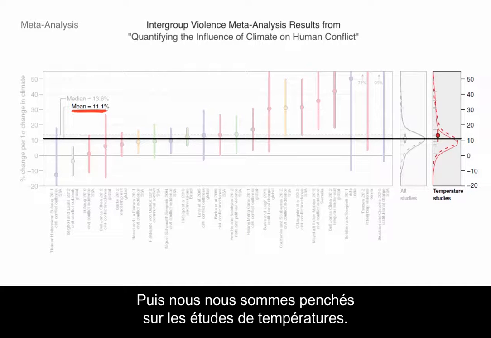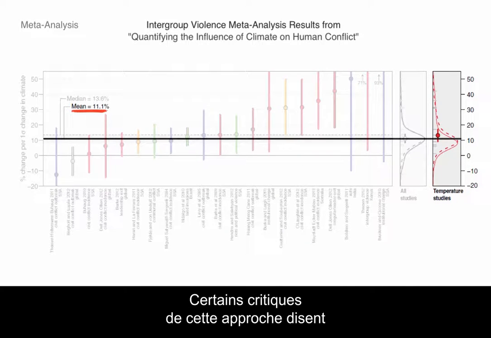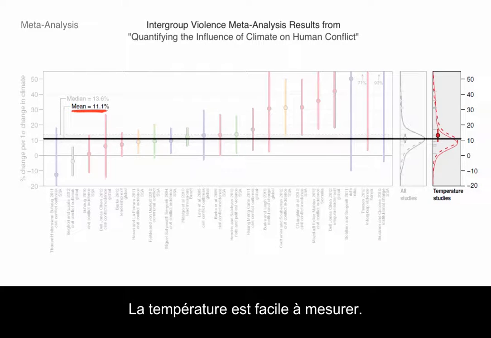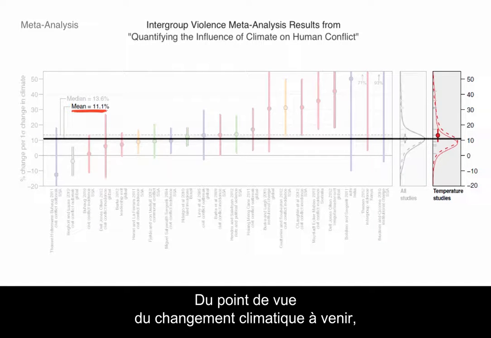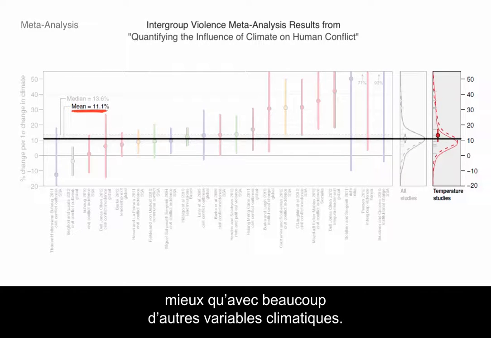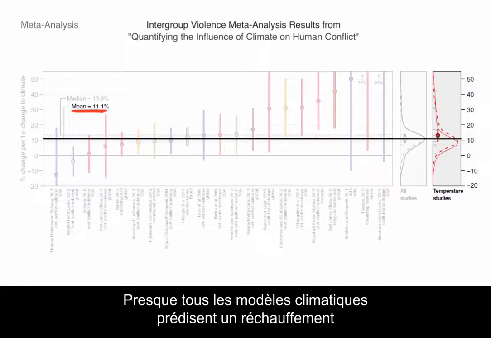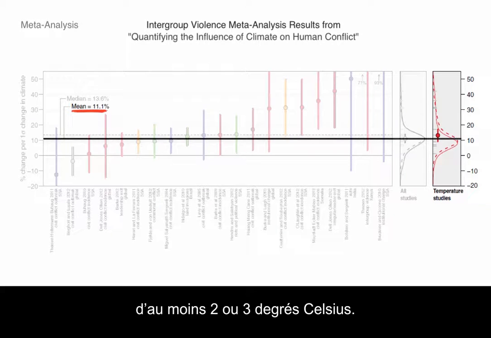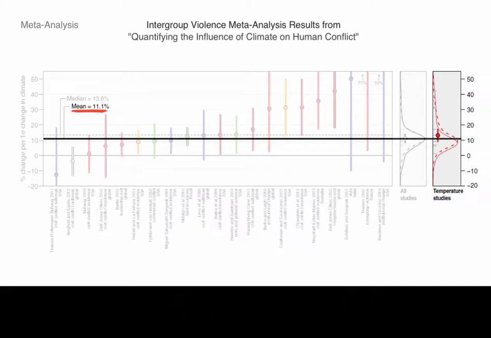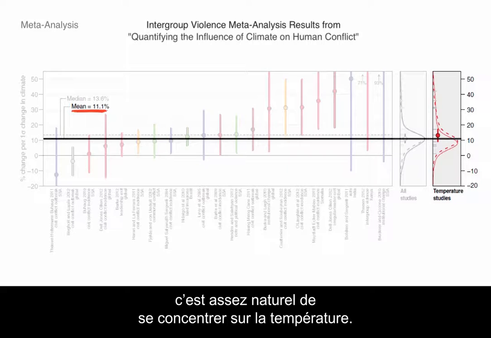Okay, then we just looked at the temperature studies. Some of the potential critiques of this approach is, you're mixing temperature, rainfall, all kinds of things. Temperature is really easy to measure. A lot of the studies have temperature. From the point of view of future climate change, we understand the future consequences for temperature better than many other climatic variables. Almost all the climate models predict temperature is going to increase 2 or 3 degrees Celsius at least, whereas the effects on, say, rainfall patterns are much less certain. In some places, rainfall will increase, in some it'll decrease, in some there'll be more variability. So in thinking about the future, temperature is really natural to focus on.